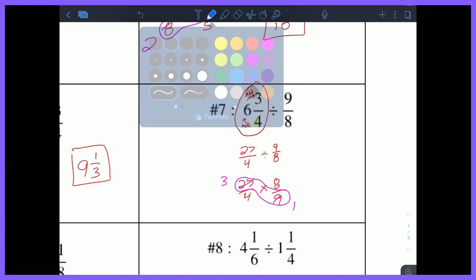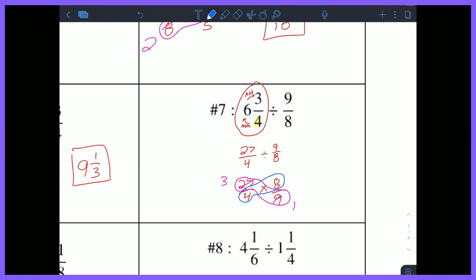Go ahead and look at the other diagonal, 8 and 4, we could divide by 4. So we divide by 4 here and get 2, divide by 4 here and get 1. So we're done simplifying, we just multiply. 3 times 2 makes 6, 1 times 1 makes 1, 6 over 1 is 6. So the final answer would be 6.